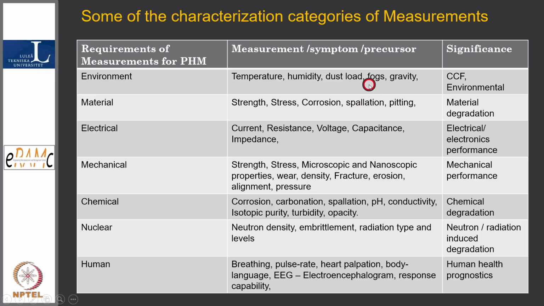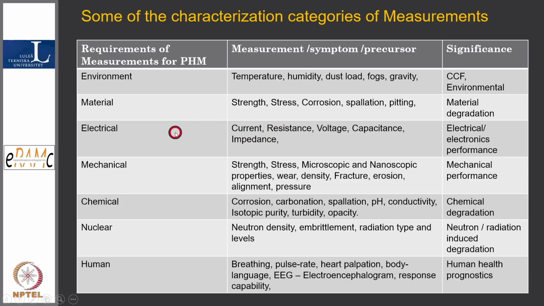If it is DC, AC, that way you can take. And all the electrical and electronic equipment, how they degrade: increase in resistance because of some oxide formation on some contact, voltage reduction, current fluctuating, capacitance. In fact, these are the parameters used to monitor some of the PHM devices also: impedance, capacitance. So equivalent series resistance in a capacitor, if it reduces, that means the capacitor is degrading.